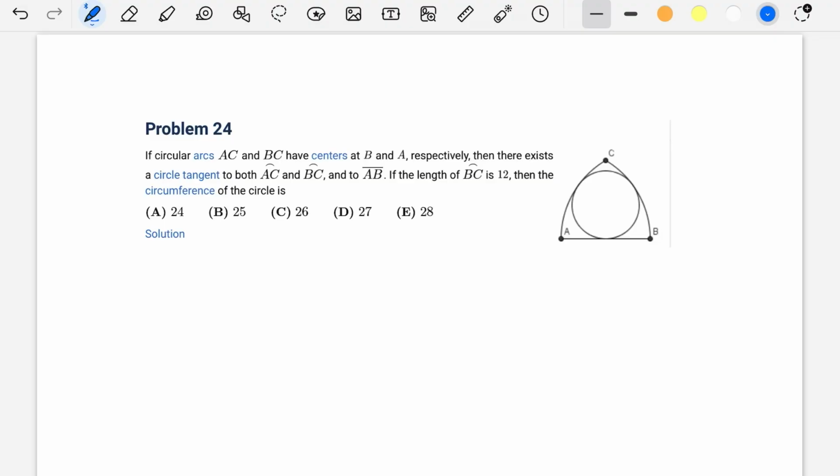Problem 24. If circular arcs AC and BC have centers at B and A respectively, then there exists a circle tangent to both arc AC and arc BC, and to segment AB. If the length of arc BC is 12, then the circumference of the circle is what?